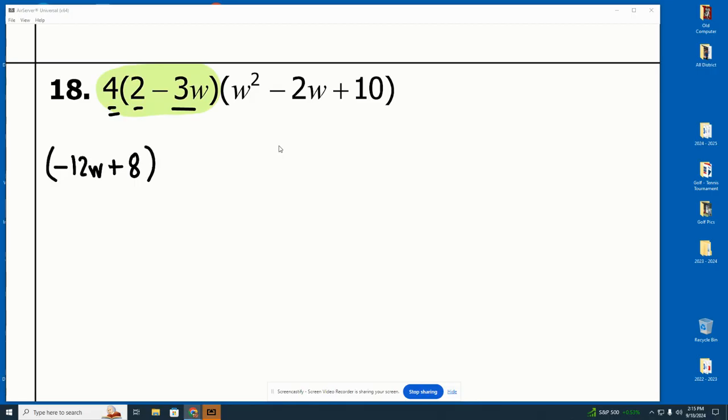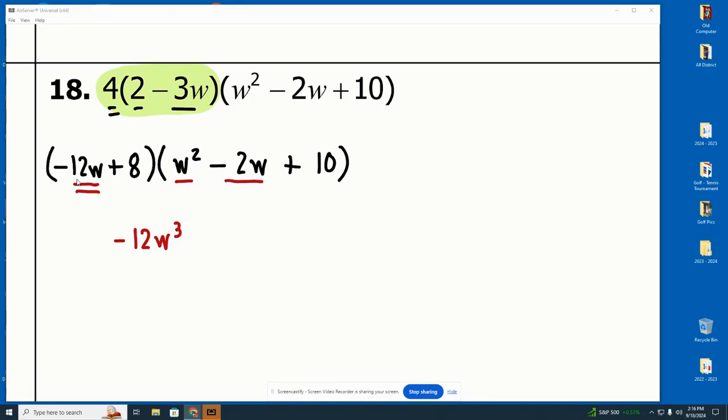So I'm going to switch that around a little bit because I like putting them in standard form. And since 4 times negative 3w has a variable, I'm going to put it out front. Now I'm going to finish this off by multiplying it by w squared minus 2w plus 10. So here we go. Negative 12w times w squared is negative 12w cubed. Negative 12w times negative 2w.